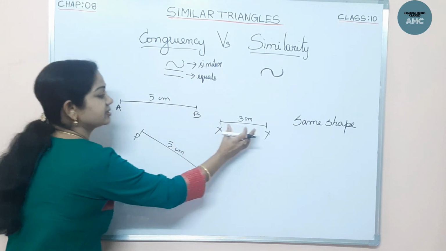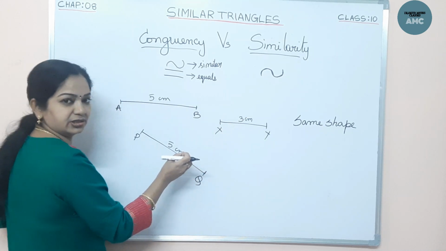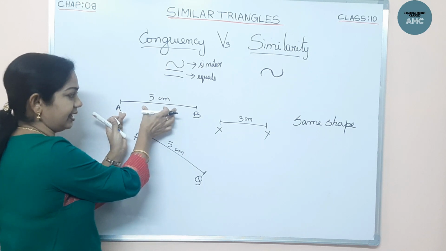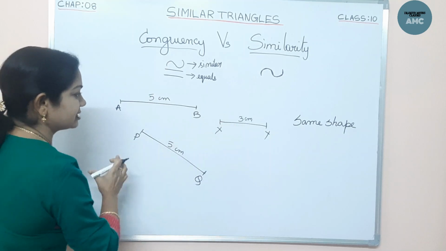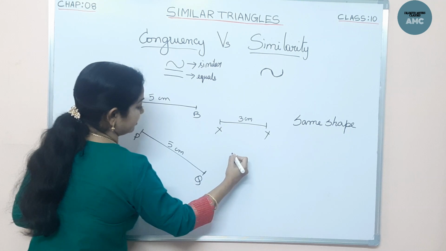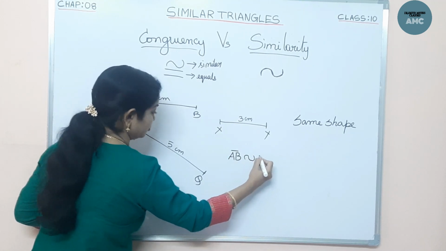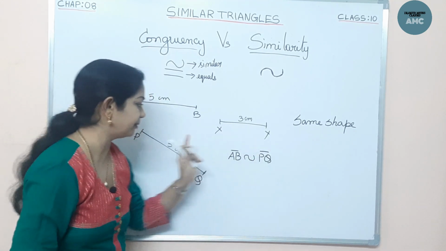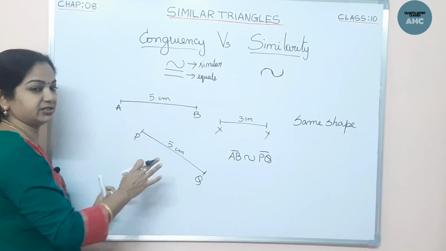But they are in different sizes. This is 5 centimeters. This is 3 centimeters. This is a diminished one of this, it is shrunk. This is the same in length as PQ. So from all these three, we can see which have the same sizes. AB line and PQ line segment are congruent, because they have the same shape as well as the same size, 5 centimeters each.